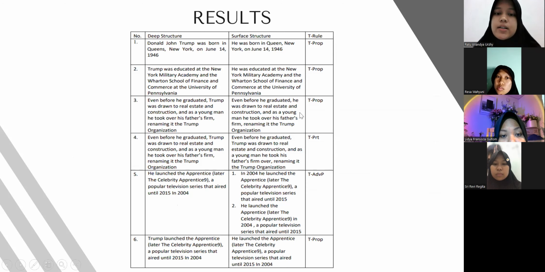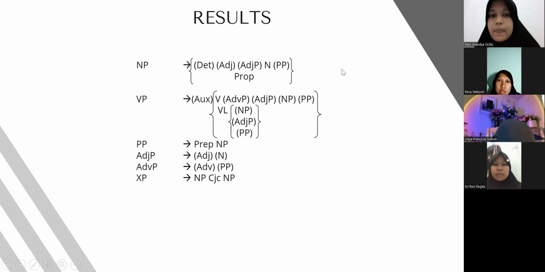Next, this table consists of sentences that have deep structure and surface structure, and this is the list of transformational rules that could be done in the sentences that we have analyzed. These are the PS rules for the whole set of sentences that we have analyzed. The noun phrase consists of determiner, adjective phrase, noun, prepositional phrase, and personal pronoun. The verb phrase consists of auxiliary, verb, adverb phrase, adjective phrase, noun phrase, prepositional phrase, and then verb link, noun phrase, adjective phrase, and prepositional phrase.